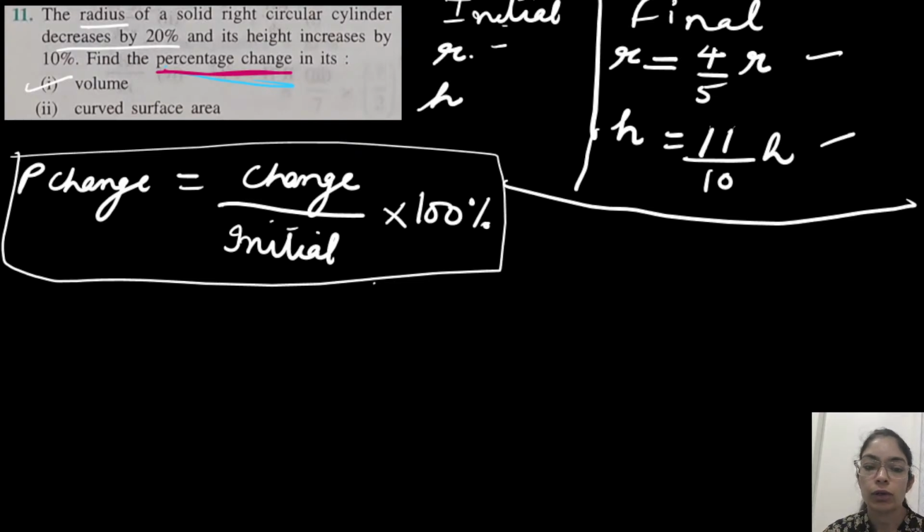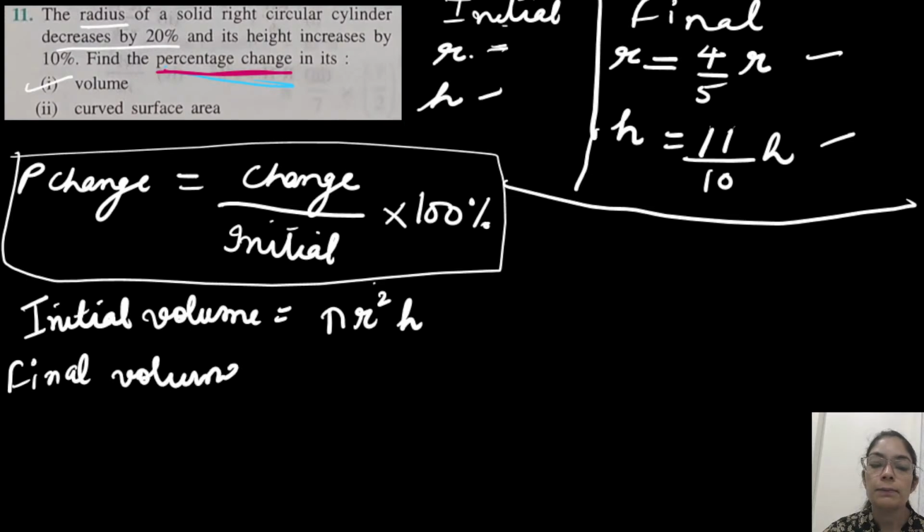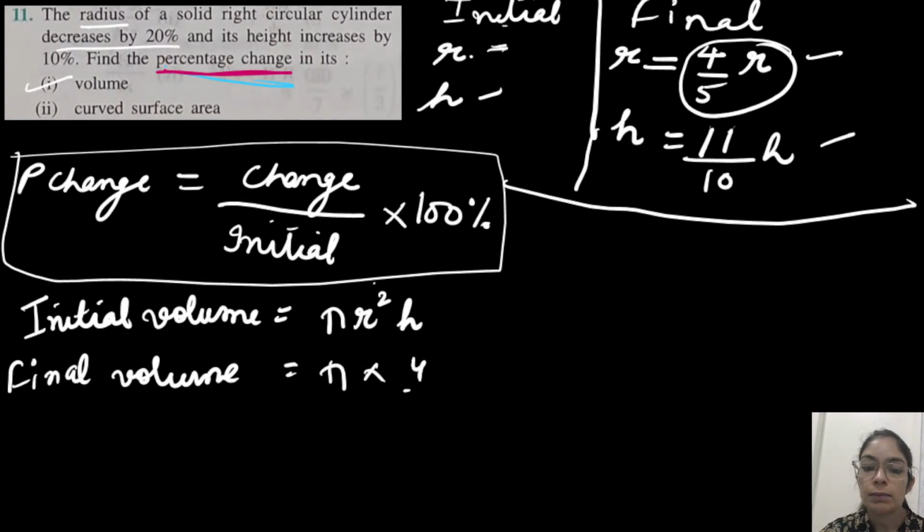So what will be the initial volume? Initial volume means when height is h and radius is r only. So this is pi r square h. This is the initial volume. Now what will be the new or final volume? The volume formula is the same: pi as it is, r square, but r's value is 4 by 5 r. So that will become 4 by 5 r whole square into h, and h is 11 by 10 h.